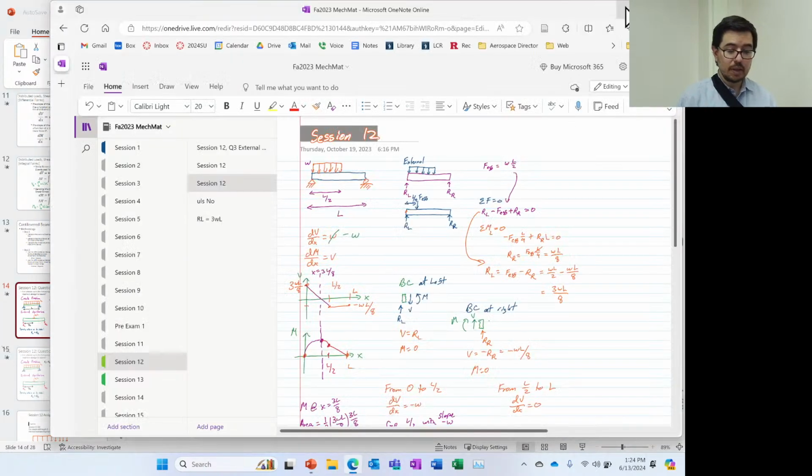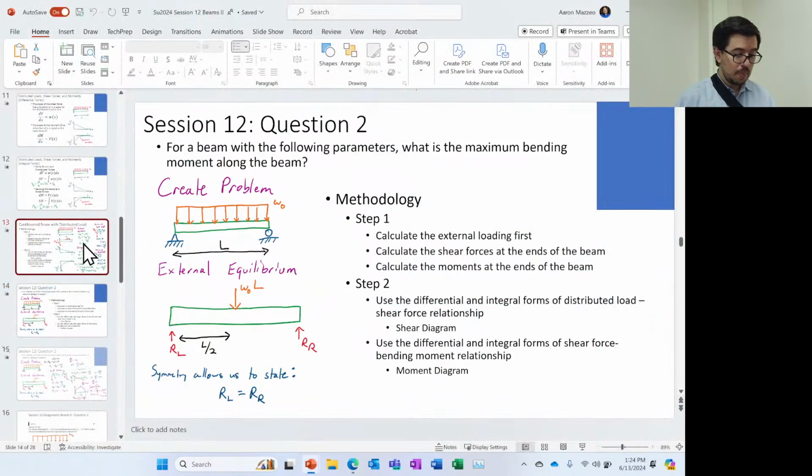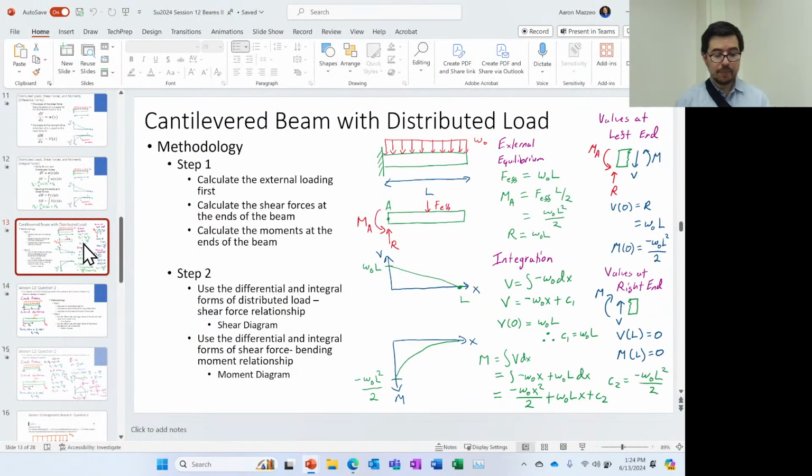Yes, Kavya. On the slide before, why is C2 equal to negative naught instead of other than? Okay, so if I plug in this boundary condition, I'm doing it at 0, right? So then this times 0 is 0. This times 0 is 0. And C2 has to equal that. That's why that one is the way that it is.